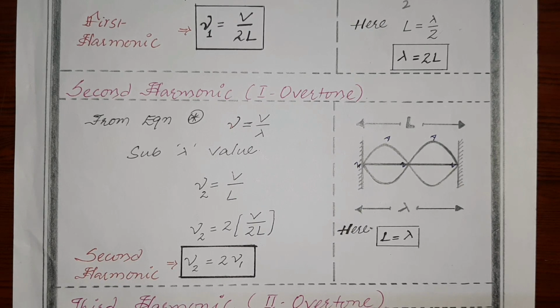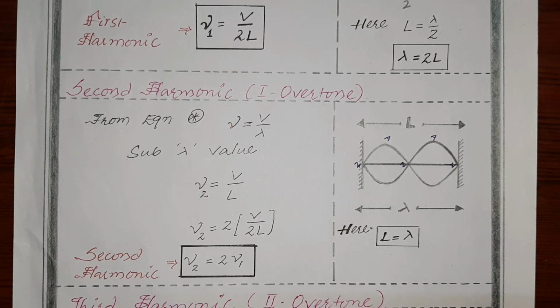So in the second harmonic, the string vibrates with two loops with three nodes and two antinodes, as it is indicated here in this diagram. And dear students, this is the next possible frequency in case of a stretched string.